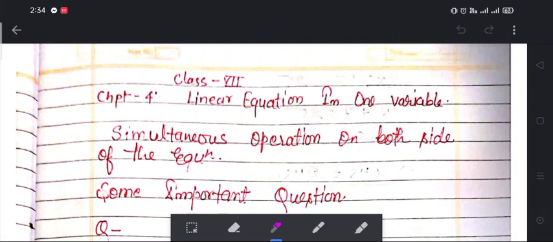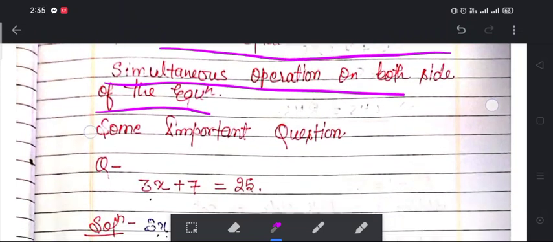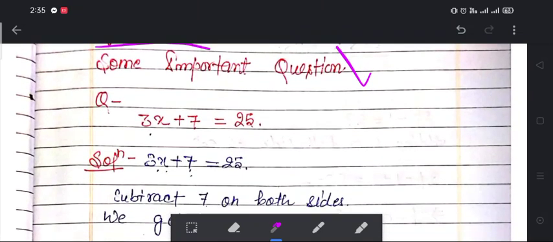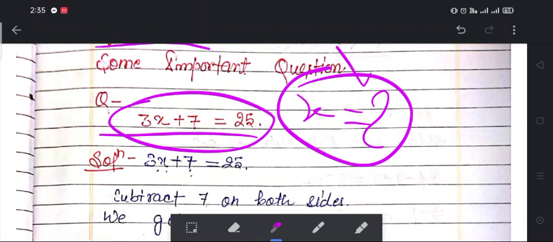So in this section we shall discuss questions of linear equation in one variable, and the method that we shall use here is the simultaneous operation method on both sides of the equation. There are some important questions given. The first question is 3x plus 7 is equal to 25. We have to find the value of x, that is, we have to find the solution of the equation.